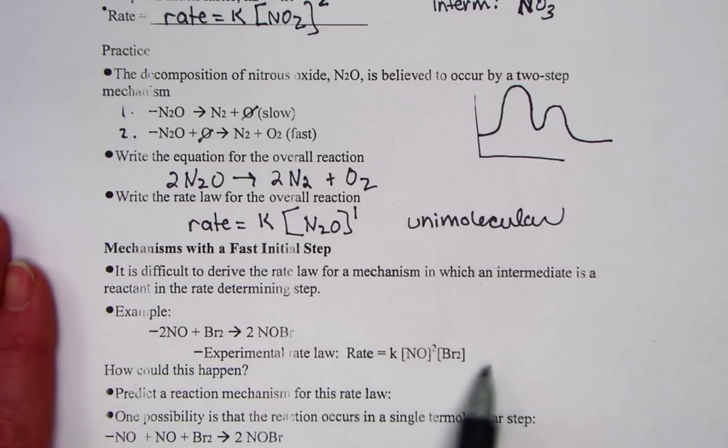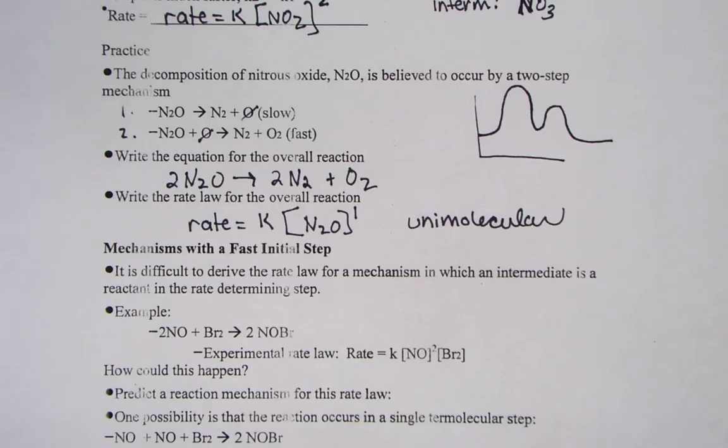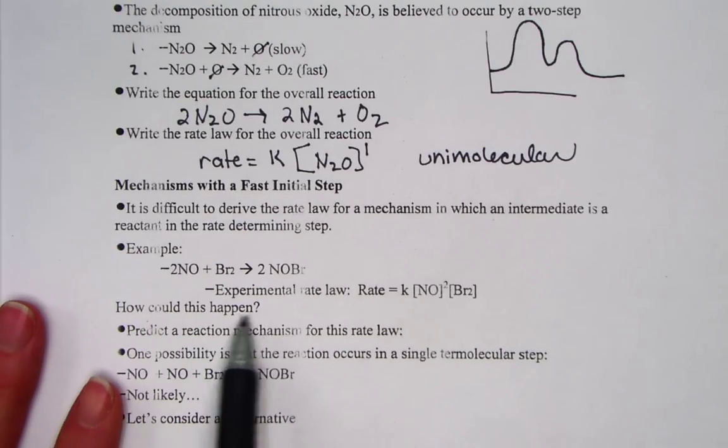Now right away I noticed that if this were the single elementary reaction, we would be proposing a termolecular elementary step. We realize that 3 molecules colliding in space with just the right orientation, with just the right energy, is not going to happen. Therefore, I know that this observed rate law is coming from what we would call a fast initial step. And what we're doing now is relating an intermediate in terms of an initial reactant. How could this happen, it asked.